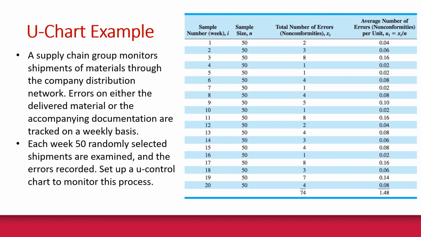Here we have a supply chain group that monitors shipments of materials through the company's distribution networks. Errors on either the delivered material or the accompanying documentation are tracked on a weekly basis. Each week, 50 randomly selected shipments are examined and the errors recorded. We want to set up a U control chart to monitor this process.